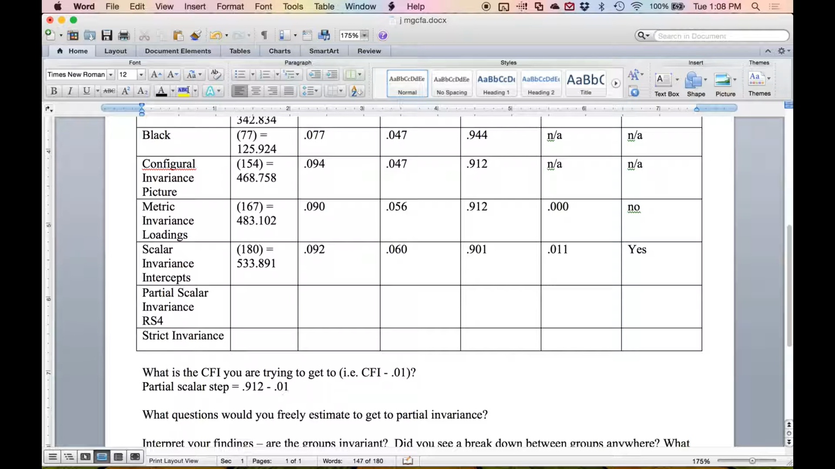The lowest we could go is 0.01 lower than it. So we need 0.902. So we're actually really close, right? We just barely missed it. So I'm trying to get back to a CFI of 0.902 at my partial scalar. Okay. And so I've answered this next question.